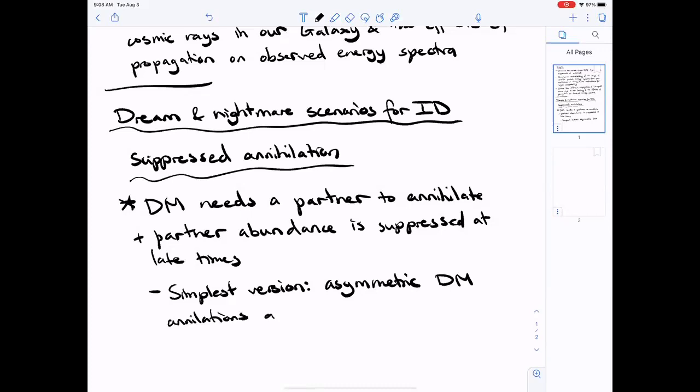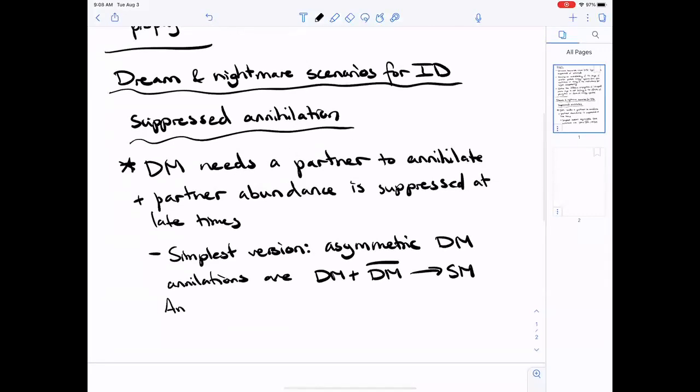annihilations: DM plus anti-DM goes to the standard model. So this does require the annihilation rate to be large enough to annihilate away all the anti-dark matter in the early universe. So you actually need larger than the standard thermal relic cross-section in order for the abundance of the anti-dark matter to be the limiting factor.